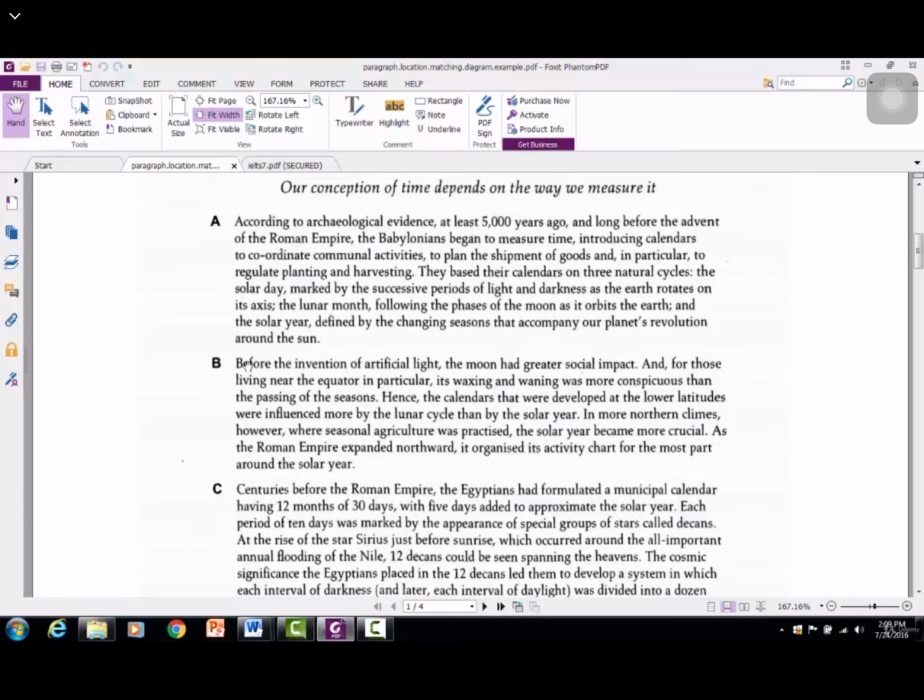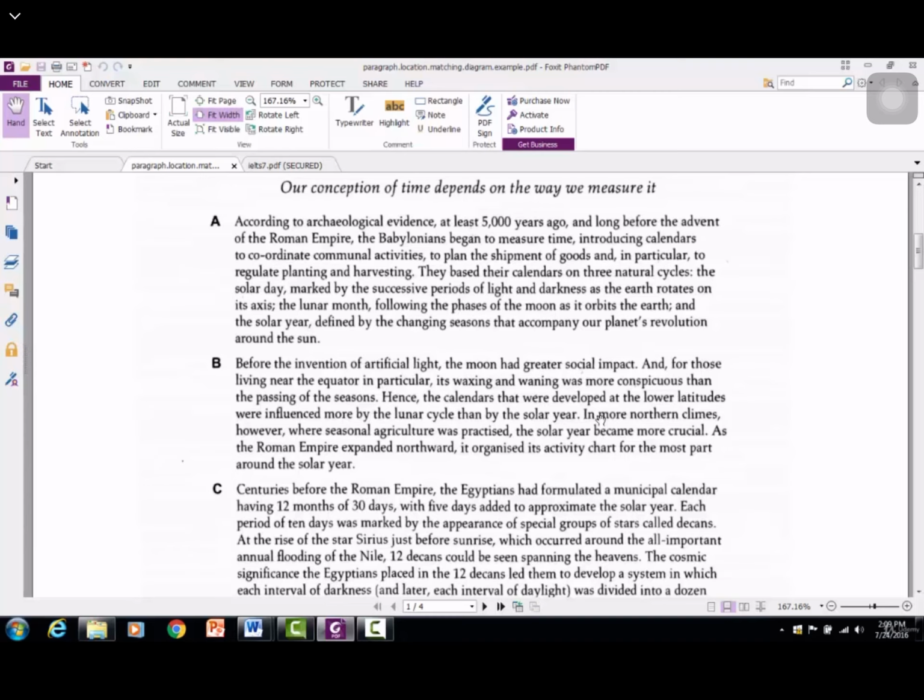Okay, here we are in paragraph B. Right here we see the word calendar. I'm in the third sentence. It says, "Hence the calendars that were developed at the lower latitudes." Lower latitudes are talking about geography.